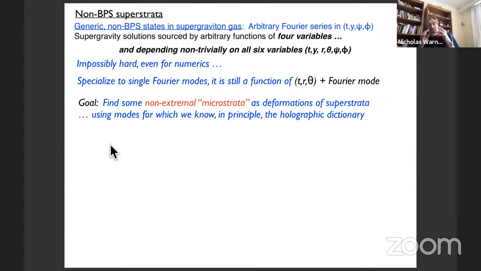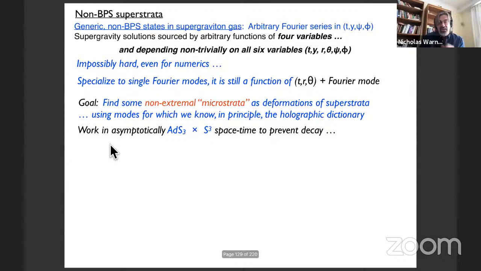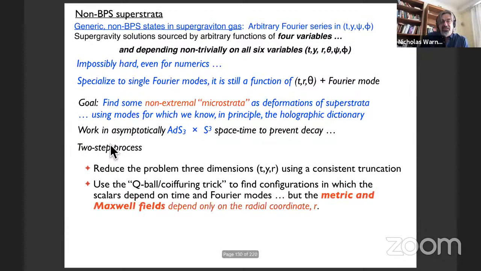And basically, the goal I want to try and realize is at least somehow, some way, to get a non-extremal microstate by using what we know in terms of the holographic dictionary. I put it in AdS3, or we put it in AdS3, because that gives us event decay. And there are 2-step processes to doing this.